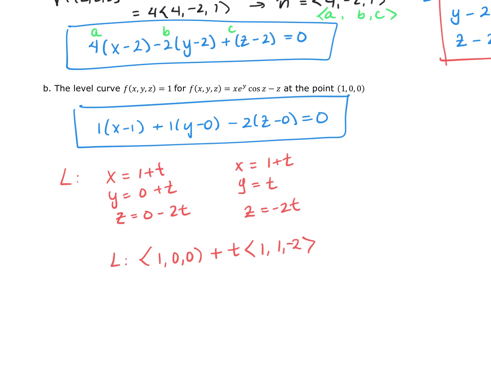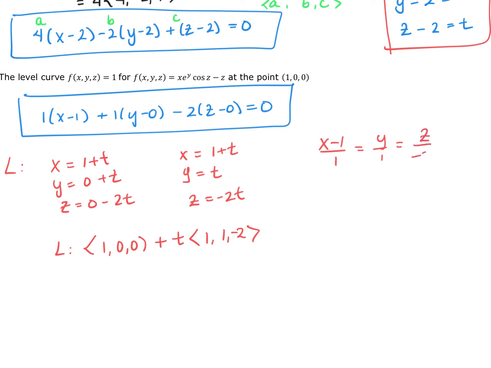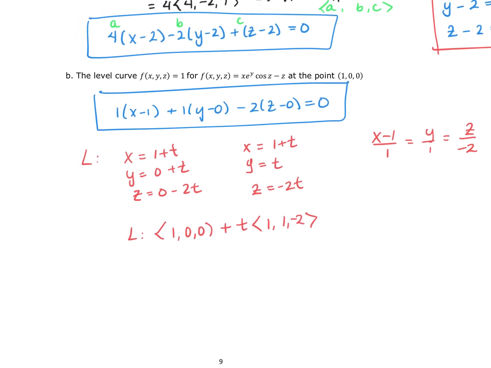Oh, and I didn't give it to you in the symmetric way. The symmetric way would have been x minus 1 over 1, which is equal to y over 1, which is equal to z over negative 2. So those are the different ways of writing the normal line. And of course, we have our tangent plane, which we're very familiar with. I would recommend that you consider refreshing some of your normal line representations, whether in the parametric form, the symmetric form, or this form. It's pretty straightforward if you refresh. Other than that, that's it for this section.